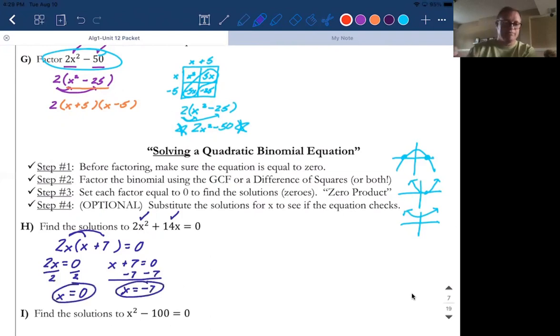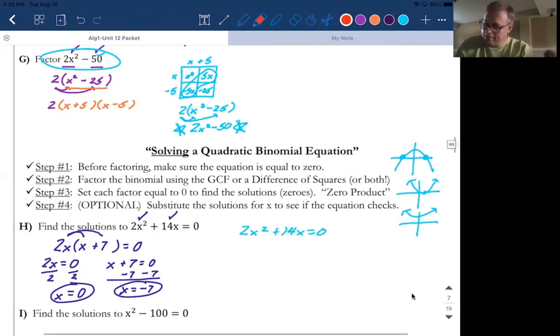That's step 3. Now, in theory, we're done, but I want to show you this. How can you check it? How do we know for sure? Well, we can take our 2x squared plus 14x equals 0, and let's say that x equals 0. Does it work? Let's plug it in. So 2, there's an x, so it'd be 0 squared plus 14 times 0 equals 0.